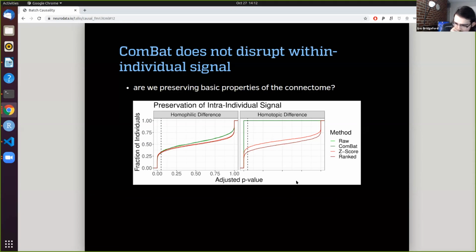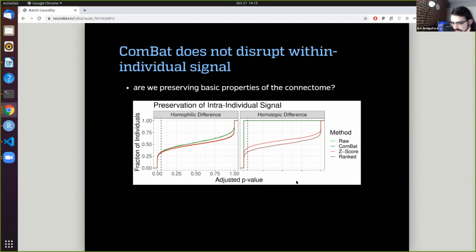And on the right plot, we can see what happens with the homotopic difference in connectivity, which was the difference in connectivity between edges that are bilateral homologues, for example, region A in the left and right hemisphere, and edges that were not bilateral homologues, region A and region B, irrespective of hemisphere. And this tends to be one of the strongest signals in functional connectivity that we tend to find, in that it's present, I think 100% of the time across all of the connectomes in the core data set.